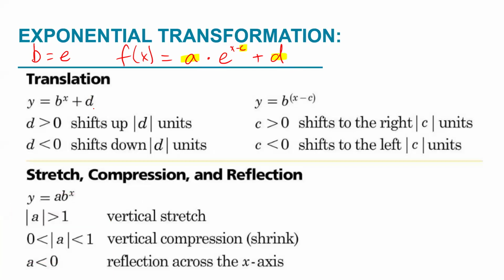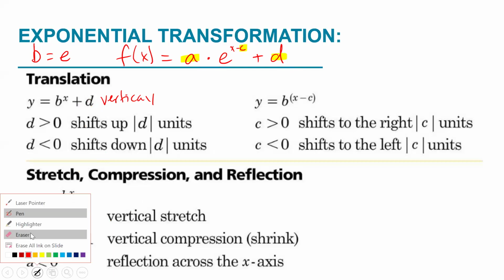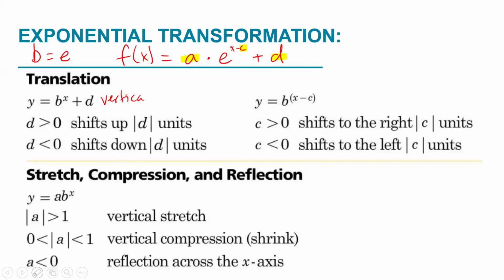Your plus D has a couple of roles. It's your vertical translation. It's also our horizontal asymptote. So whatever the value of D is, that is our horizontal asymptote. That's our boundary line, our no-go zone.